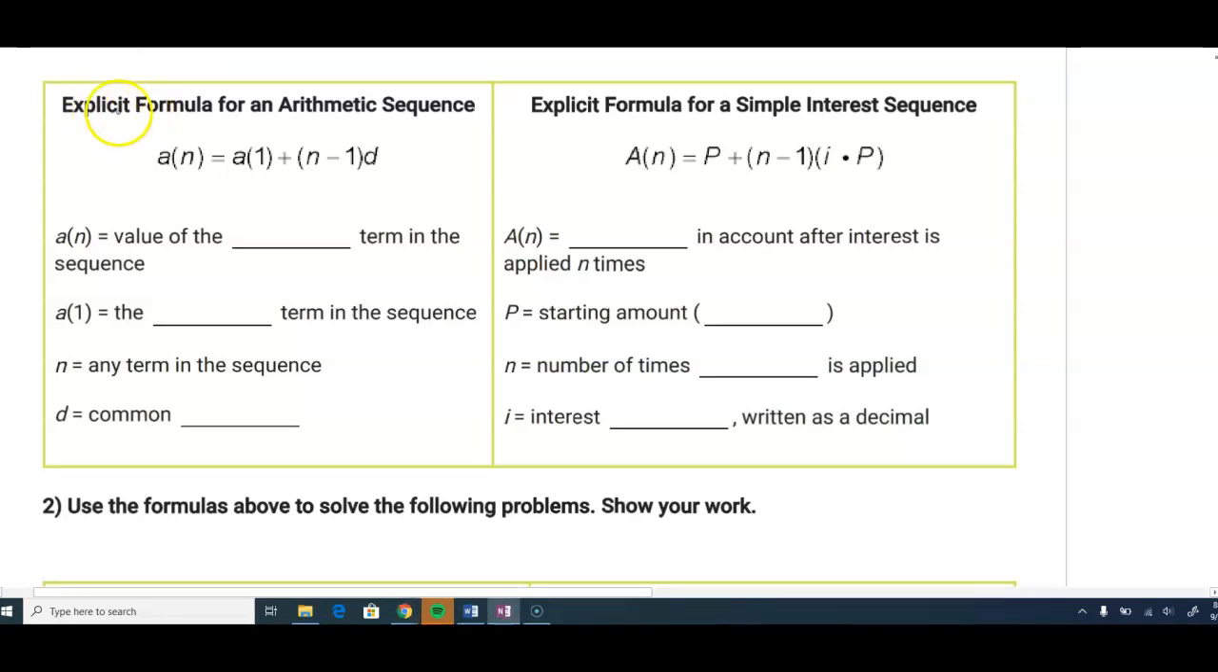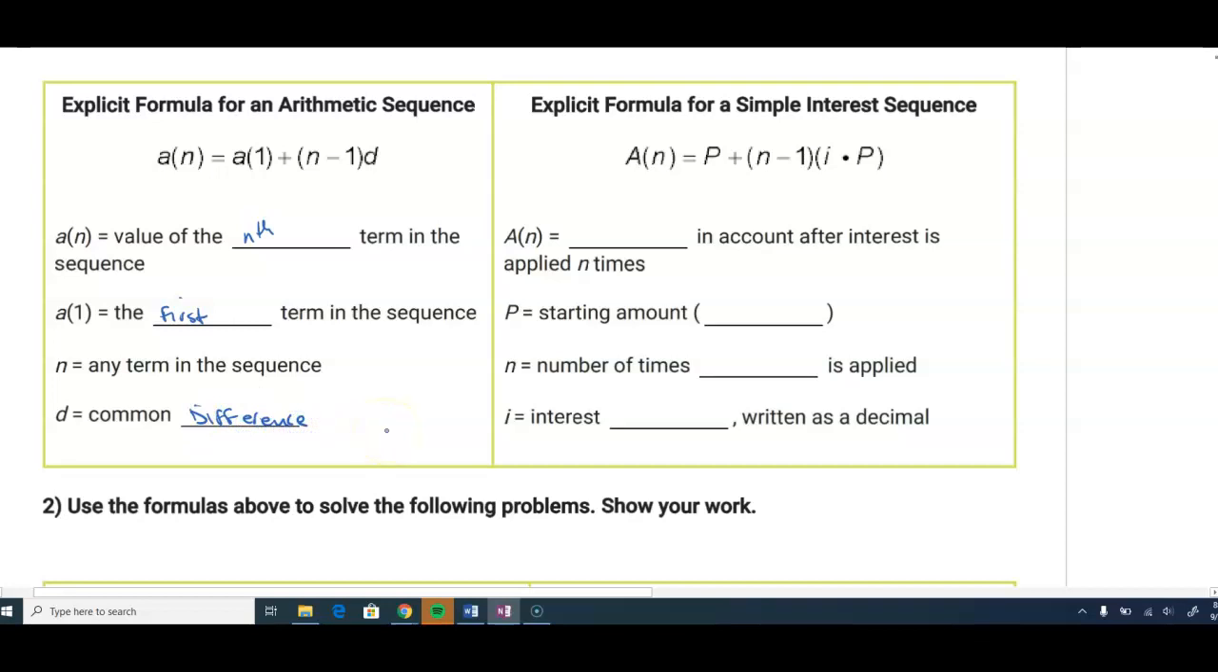just a quick review. In the explicit formula for an arithmetic sequence, a sub n is the value of the nth term, a sub 1 is the first term in the sequence, n is any term in the sequence, and d, remember, in arithmetic is the common difference.